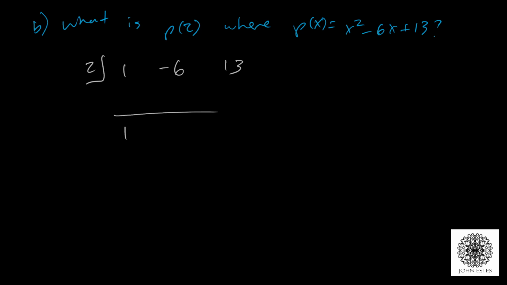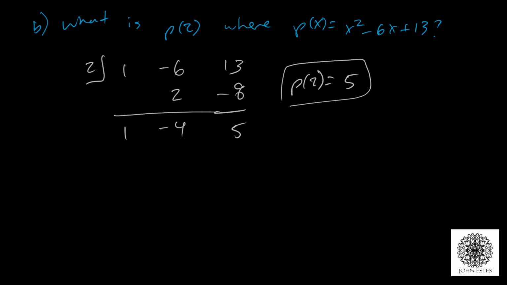Okay, so I bring down the 1. 1 times 2 is 2. Negative 6 plus 2 is negative 4. Negative 4 times 2 is negative 8. And then 13 minus 8 gives me a positive 5. So the answer then, what is p of 2? 5. Okay, so this tells me several things. One, it tells me that 2 does not factor this quadratic. Okay, it also tells me that 2 is not an x-intercept of this quadratic, but also it tells me that when I plug in 2 into this polynomial, I get 5.